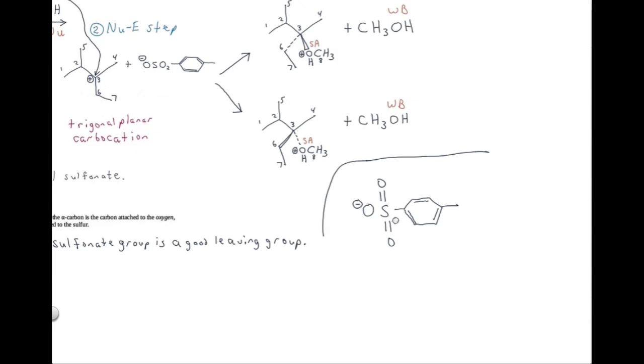I talk in more detail about the role that resonance plays with sulfonates in that earlier video in the SN2 series. But you can understand the key properties of a sulfonate if you understand that the negative charge on a sulfonate after it leaves is resonance stabilized. That explains why the sulfonate is a good leaving group, and it also explains why it's a pretty weak base.